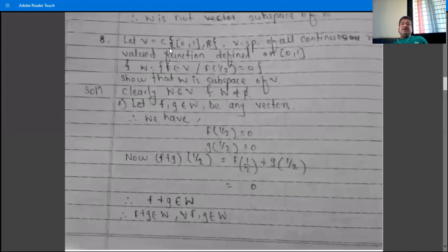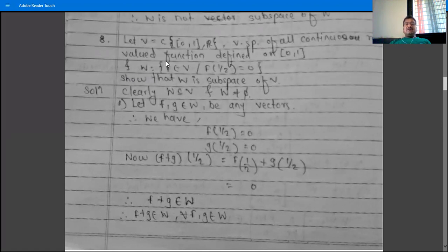So the next example: V is equal to C[0,1], R, the set of all continuous functions from the closed interval 0 1 to R. V is the vector space of all continuous real valued functions defined on the closed interval 0 1. This is the notation C, closed interval 0 1, comma R. And W is obviously a subset of V.